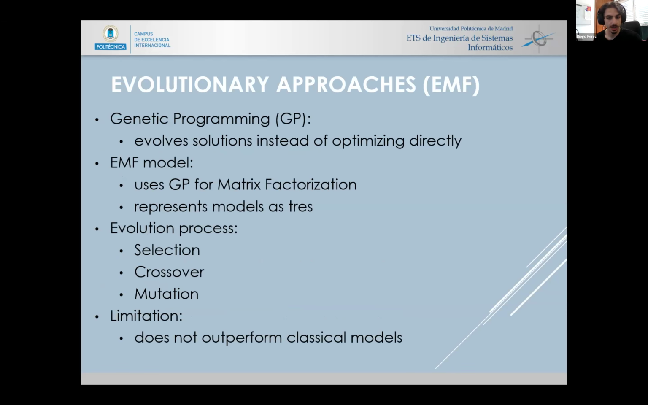To address the limitations of traditional methods, evolutionary approaches have been proposed. One of the most important techniques in this area is genetic programming, or GP. Unlike traditional optimization methods, GP does not try to directly find the best parameters. Instead, it evolves solutions over time using an evolutionary process. In this context, the model Evolutionary Matrix Factorization, EMF, was proposed. This model applies genetic programming to matrix factorization. In EMF, the solution is represented as a tree, where mathematical expressions define the interaction between users and items. These trees evolve through different operations, such as selection, crossover, and mutation. However, although EMF introduces a more flexible approach, its results do not outperform traditional matrix factorization models.